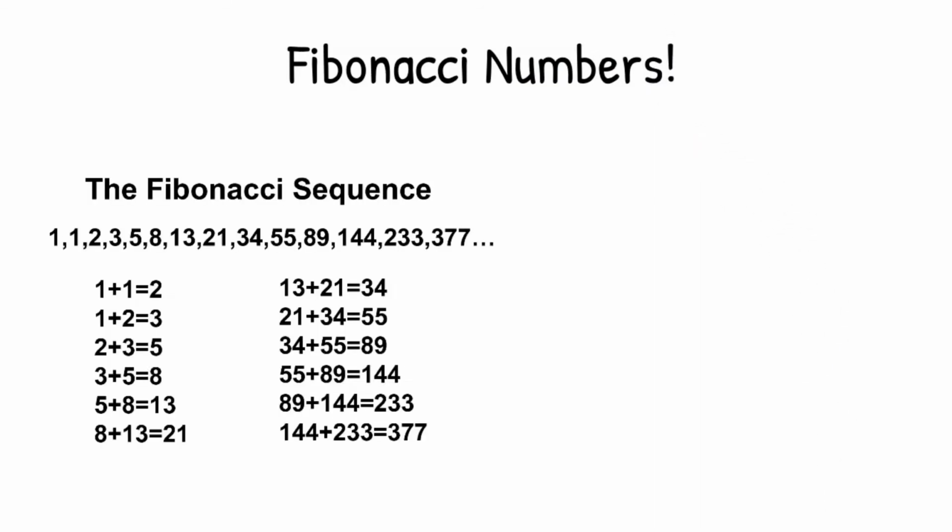Starting with 0 and 1, each new number in the sequence is simply the sum of the two before it. You know what that is? It is Fibonacci numbers: 0, 1, 1, 2, 3, 5, 8, 13, 21, and so on and so on.